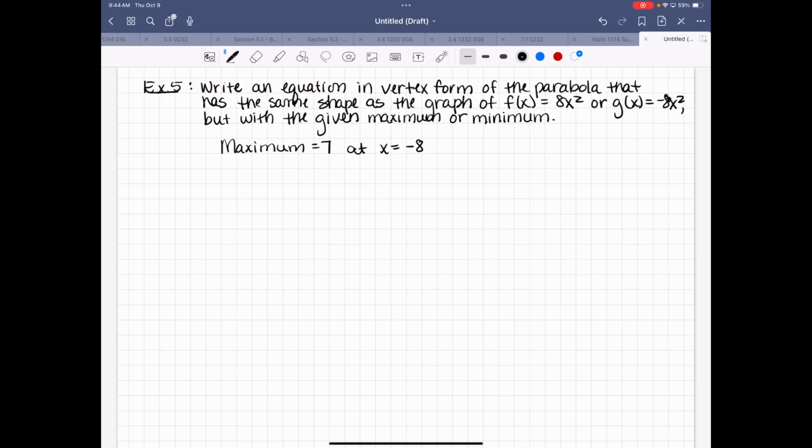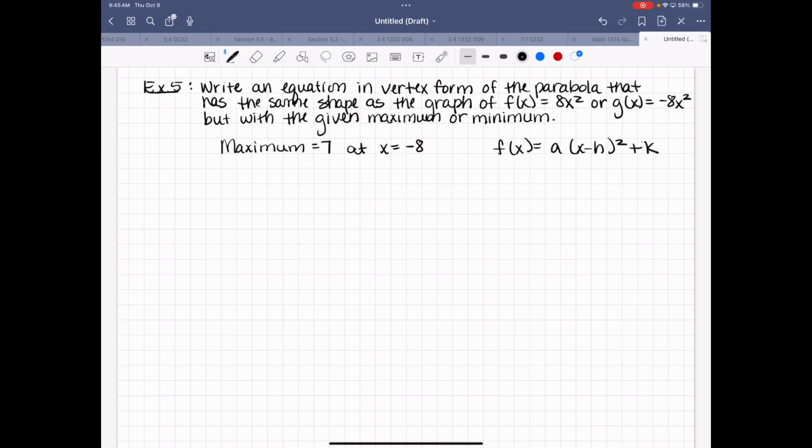Write an equation in vertex form of the parabola that has the same shape as the graph of f of x equals 8x squared or g of x equals negative 8x squared, but with the given maximum or minimum. Okay, so pretty much they're telling you A, right? They're saying A is going to be, and they're trying to tell you if it opens upward or downward depending on what they say down here, with the maximum at 7 and x equals negative 8, maximum of 7. Okay, so let's talk about vertex form. Vertex form was the standard form that we wrote, remember? And it's going to look like f of x equals a times (x minus h) squared plus k. Sorry, laptop's going to sleep. Okay, f of x equals a times (x minus h) squared plus k.